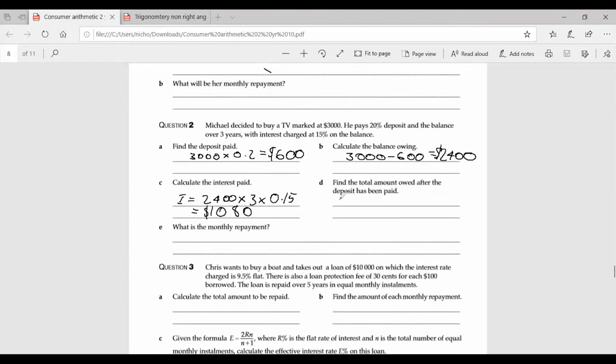And so find the total amount owed after the deposit has been paid. So then that's going to be 2,400, because that's how much he had balance owing, plus the amount of interest he pays, plus 1,080, which is going to be equal to 3,480, right? Yep. And how do we get his monthly repayment?